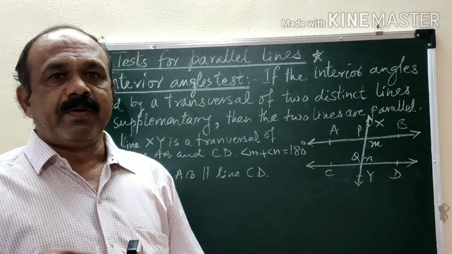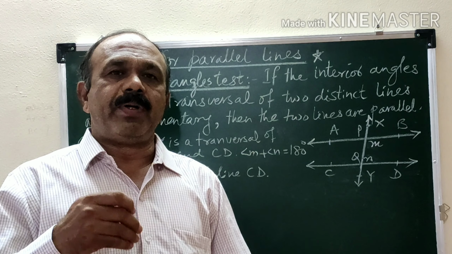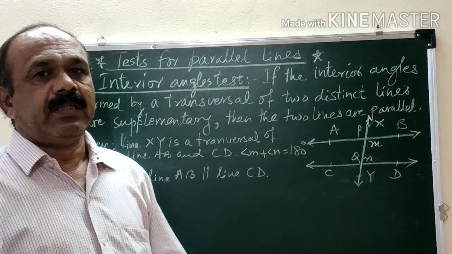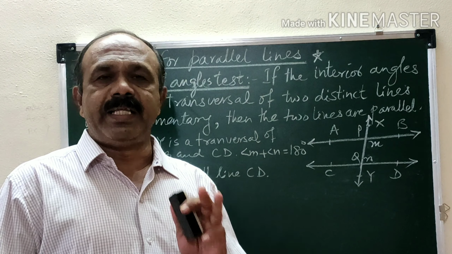Before that, we learned the properties of parallel lines. Today we are going to learn tests for parallel lines. The same three theorems are given. The first theorem we will call the interior angle test. In this theorem we will use the indirect proof, and using this theorem we will prove another two tests, that is the corresponding angle test and the alternate angle test.